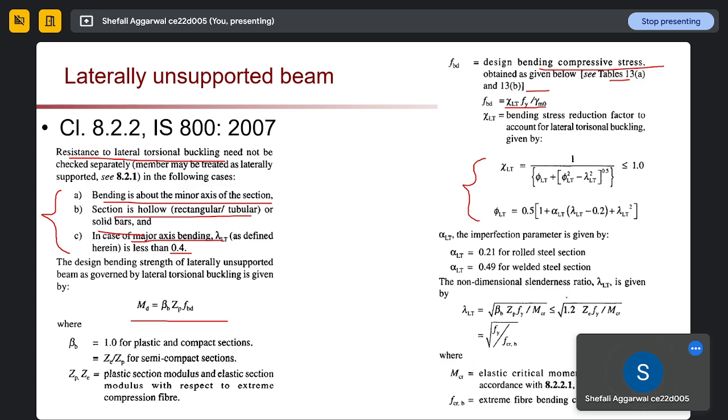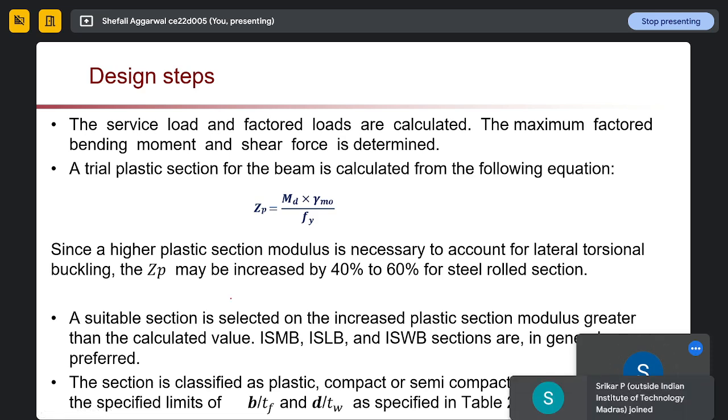Next, we have to find the slenderness ratio. For slenderness ratio, this is the formula: under root beta B ZP Fy divided by MCR. MCR is our elastic critical moment, as we have calculated in clause 8.2.1, which will come in the next clause. Okay. So what are the different design steps of a laterally unsupported beam?